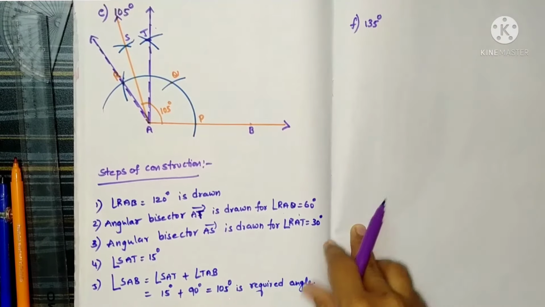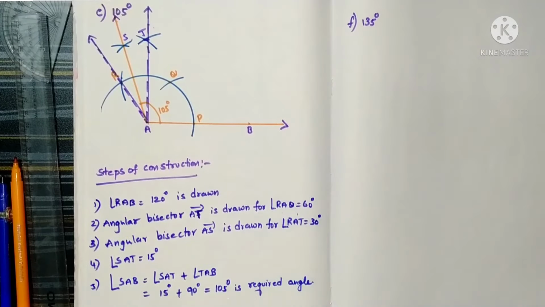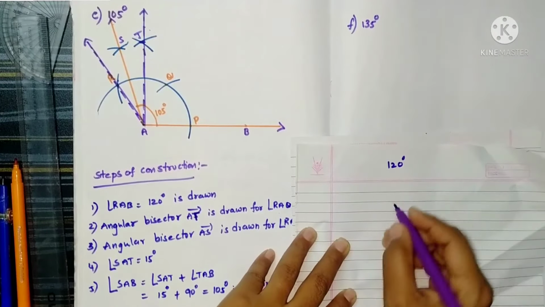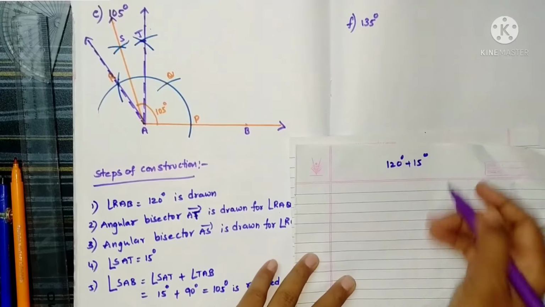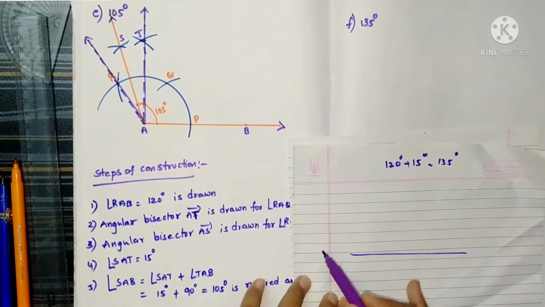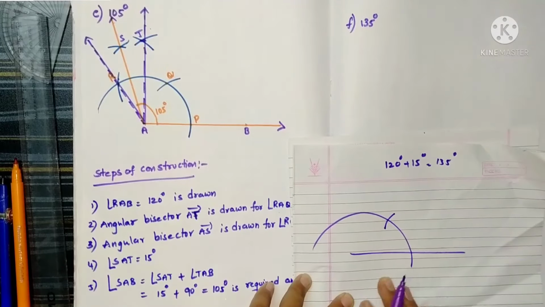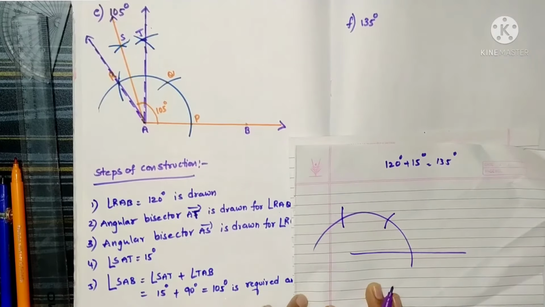Next, and the last problem in this second one, 135 degrees. So 135 means, students, we know how to draw 120, right? And we have to add 15 to this. So we will get 135 now. So first, with some radius, we have to draw an arc. And the first arc with the same radius 60 and the second arc 120.